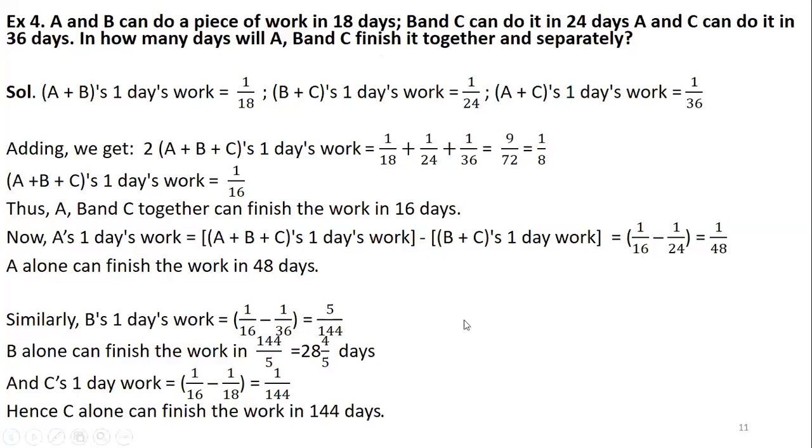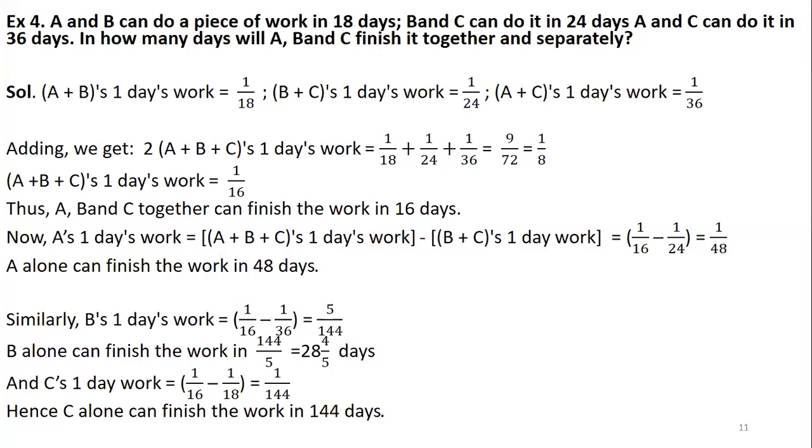So now adding all this, you get 2 into (a plus b plus c) is 1 day's work. That is, twice of (a plus b plus c) is 1 day's work is 1 by 8. Now, a plus b plus c is 1 day's work, so divide 1 by 8 by 2. You get 1 by 16. So A, B, C together complete the work in 16 days, taking the reciprocal.